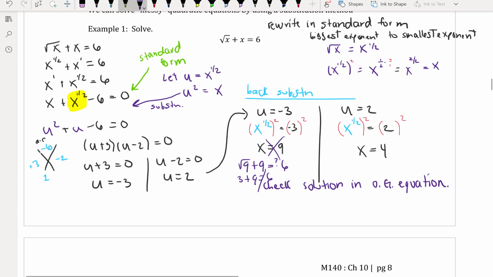Let's try 4. So for this one, I'm going to have the square root of 4 plus 4. Does that equal 6? So let's see. The square root of 4 plus 4, and it does equal 6. So here, my only possible answer is x is equal to 4. When I tried checking that x is equal to 9, it did not work in my original equation. Okay?